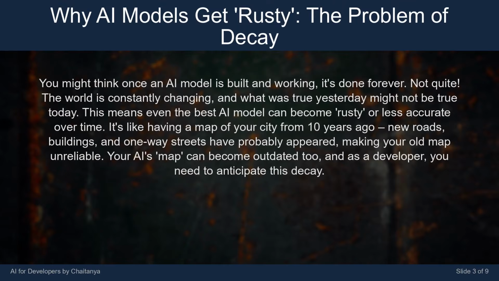You might think once an AI model is built and working, it's done forever. Not quite. The world is constantly changing, and what was true yesterday might not be true today. This means even the best AI model can become rusty or less accurate over time. It's like having a map of your city from 10 years ago. New roads, buildings, and one-way streets have probably appeared, making your old map unreliable. Your AI's map can become outdated too, and as a developer, you need to anticipate this decay.